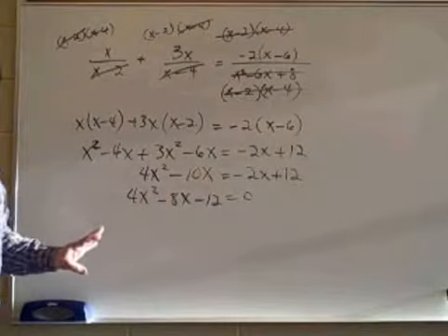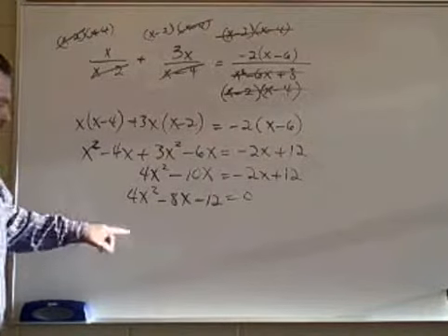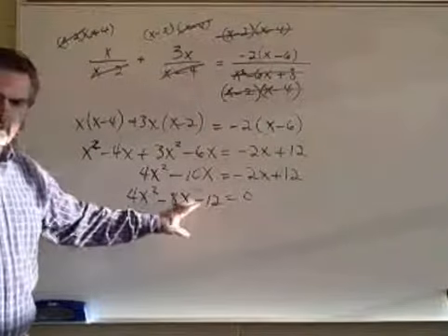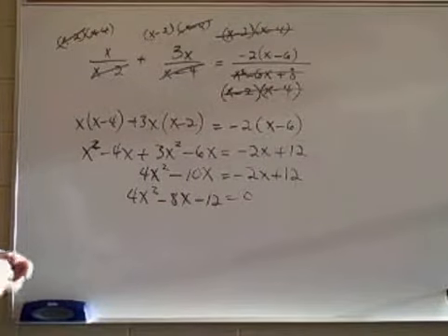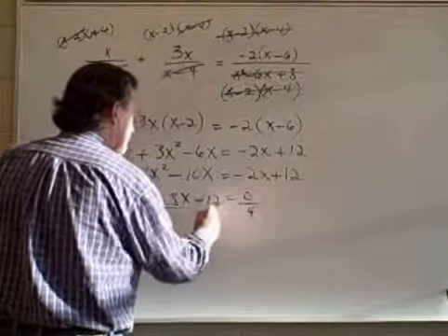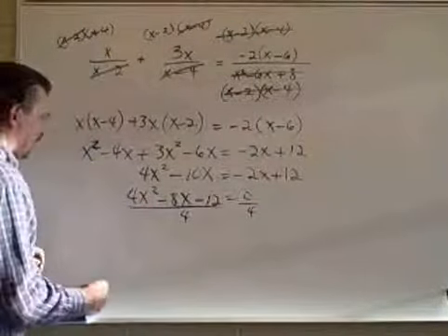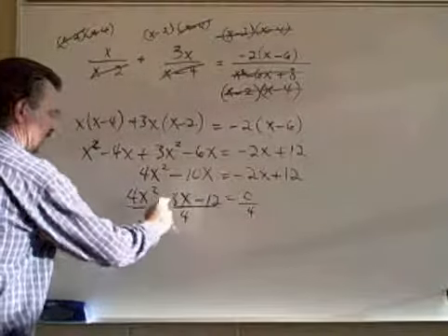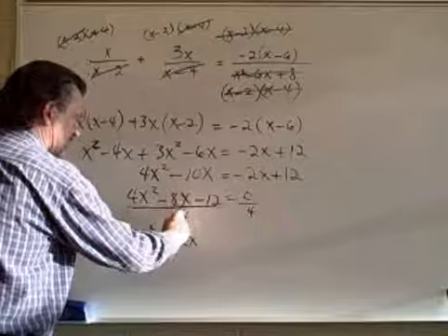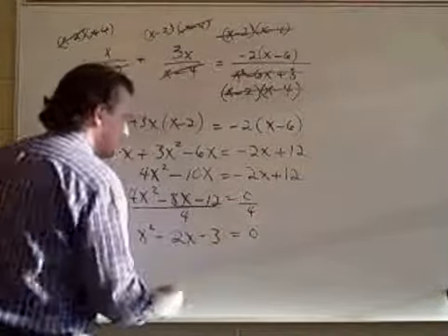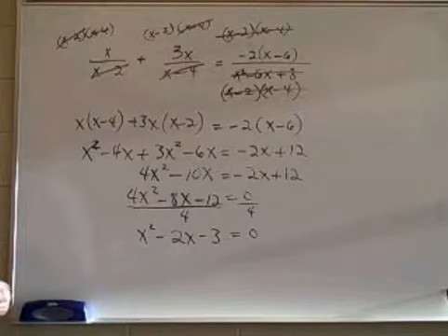Now, I could use the formula here, but before I use the formula, there's something I notice. Isn't each term here divisible by 4? So couldn't I divide both sides of this equation by 4? 4x squared divided by 4 is going to give me x squared. Minus 2x, 8x divided by 4 is 2x, minus 3 equals 0. 0 divided by 4 is still 0.